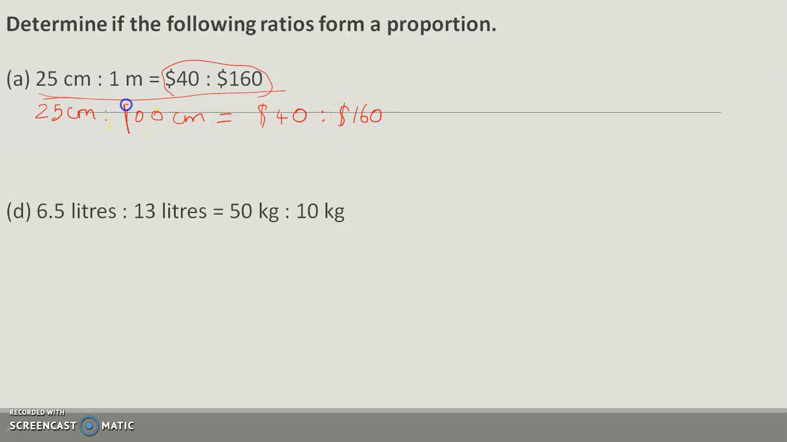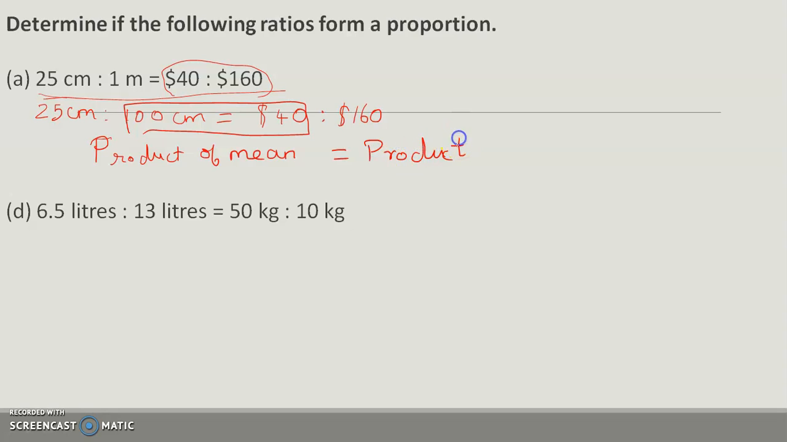And what are the means now? 140. To check whether they are proportional, you have to write the statement: product of means is equal to product of extremes. It should be equal. Only if they are equal can we say they are proportional. If they are not equal, they are not proportional. Now let us check the product of means.